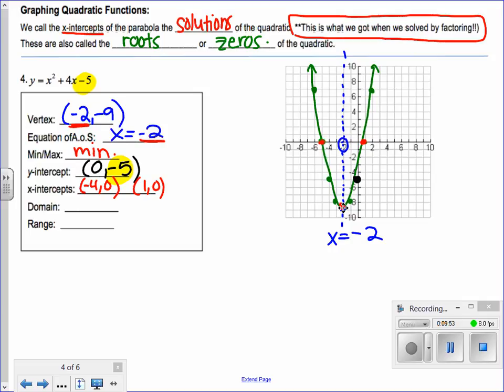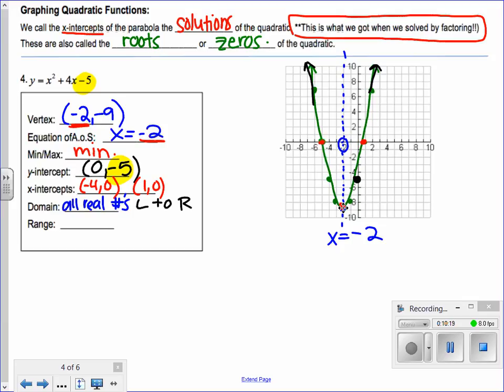Now let's talk about domain and range. Domain is left to right. So first I'm going to look at the arrows in my graph. It looks like it's going out forever to the left and the right. So we say that our domain here is all real numbers. Remember we said just on the previous page of our notes that the domain is always going to be all real numbers for a parabola.